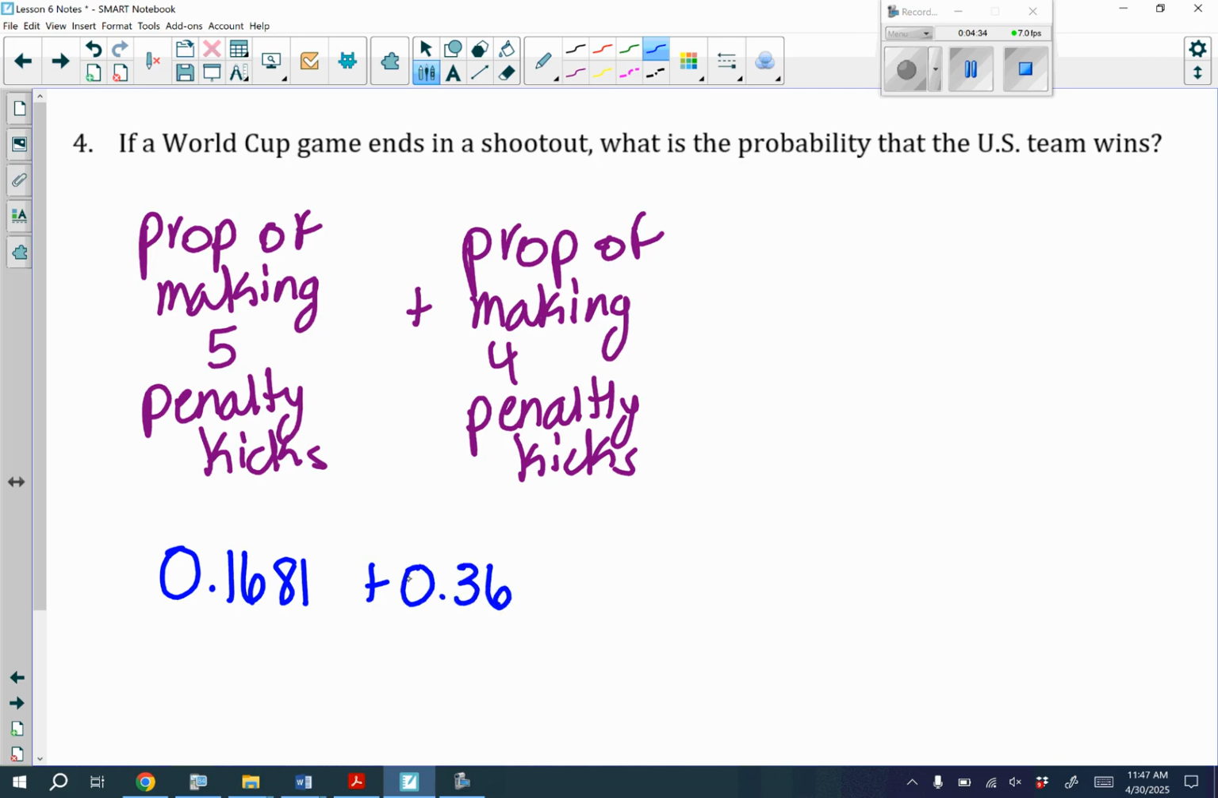So now we add these together, and so the probability that the U.S. team wins is going to be 0.5281, or 52.81%. Okay, make sure you guys watch the next part. This is where we're going to talk about what is called a binomial experiment.